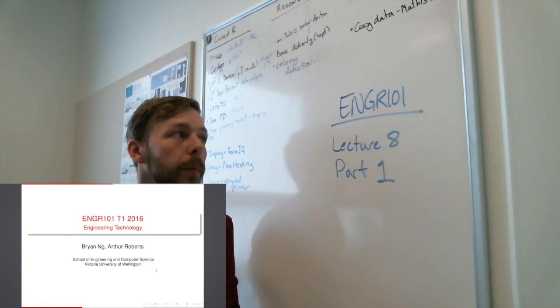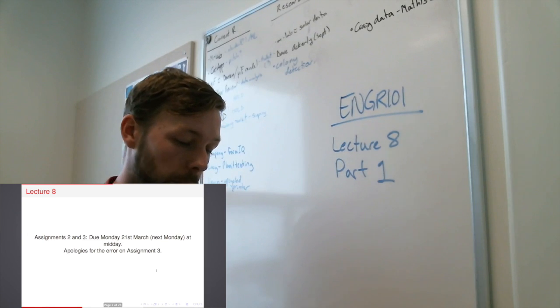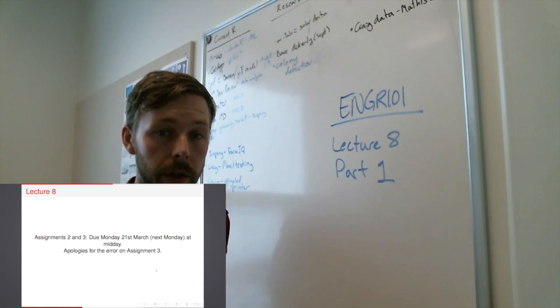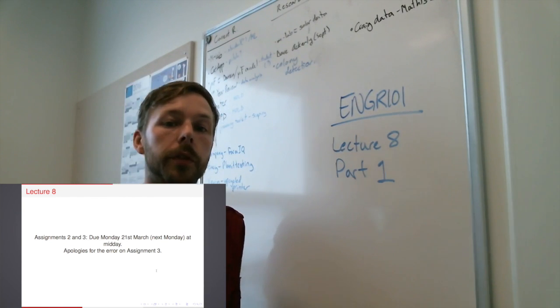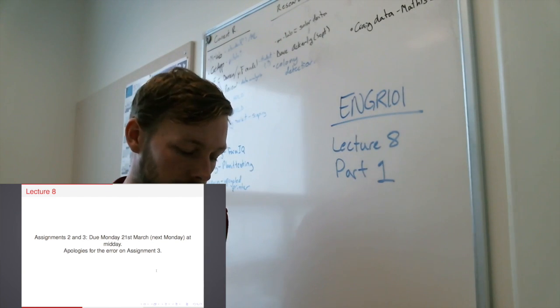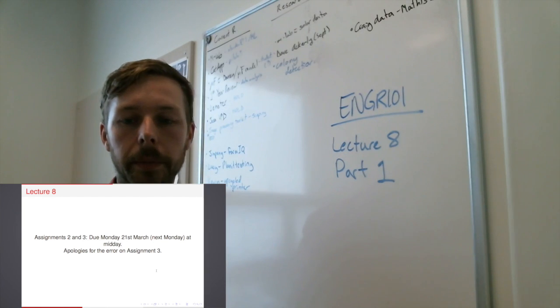Up until this point, we've been talking about the little man computer, but just a little bit of background. There was an error in a very, very early version of Assignment 3, which had the wrong month, but the correct day. So Assignment 2 and 3 were due Monday the 21st of March at midday. Assignments 4 and 5 are due at the 11th of April, again at midday.